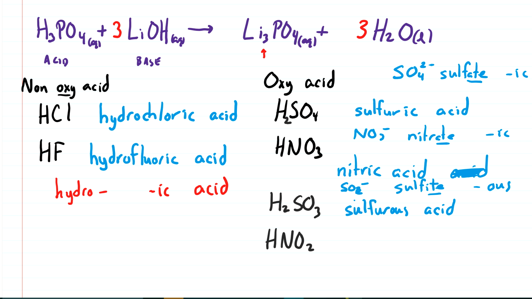And what do you think the last one would be? This HNO2. Well, NO2 is nitrite, so this is going to be nitrous acid. So there's just a few naming schemes for you, and it's helpful to know when you call it hydro and when you don't call it hydro. So basically non-oxy and oxy acids there.